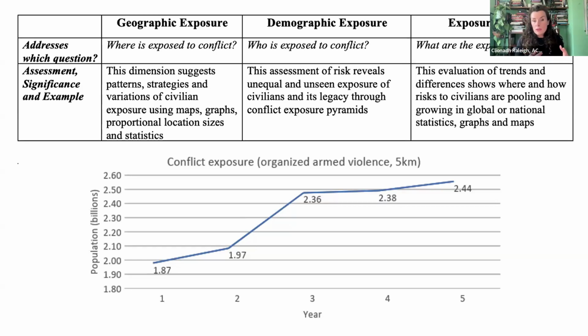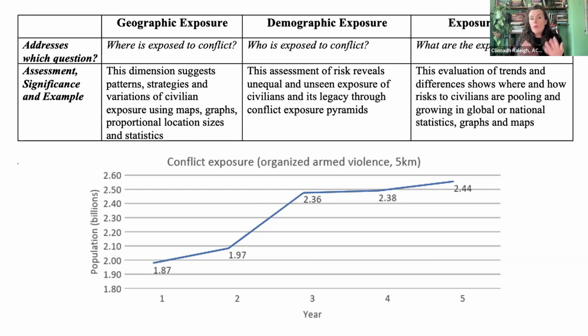So where people are exposed to violence can tell us an awful lot about the patterns, the strategies, and the variations in civilian exposure. And we can use maps to do that. But of equal importance is who is exposed to violence. This assessment of risk reveals unequal and unseen exposure of civilians, which Andrew Linke will talk about in a moment: how different groups are differently exposed, even when they experience the same number of events, because the concentration and diffusion of those events means certain groups are over or underexposed.